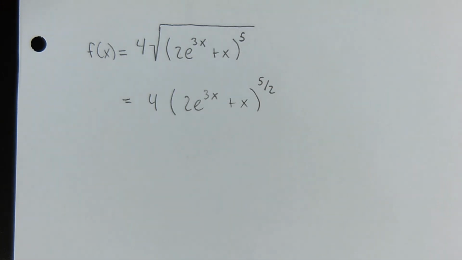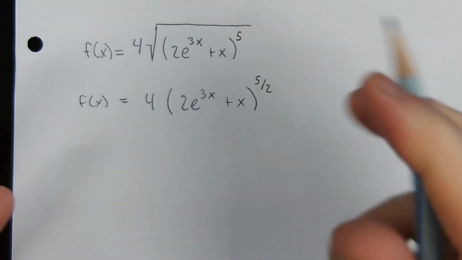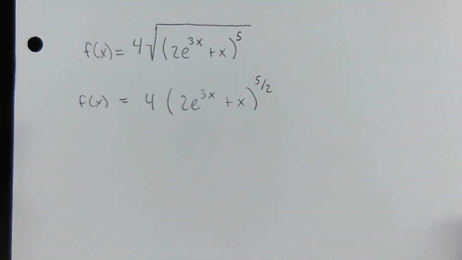There. That helps a little bit. That does help a little bit. It actually makes it a lot better. Yeah, and now it doesn't look like a triple chain rule.